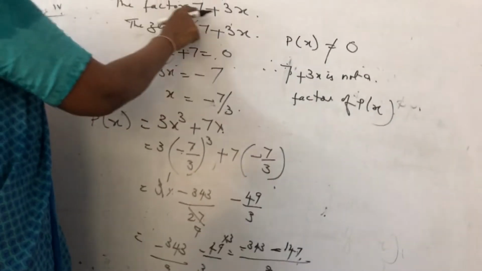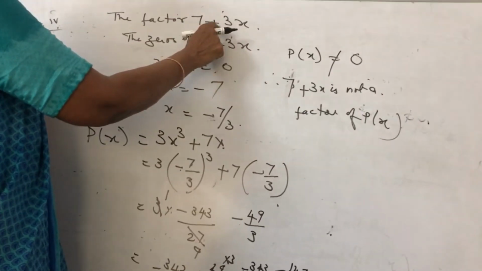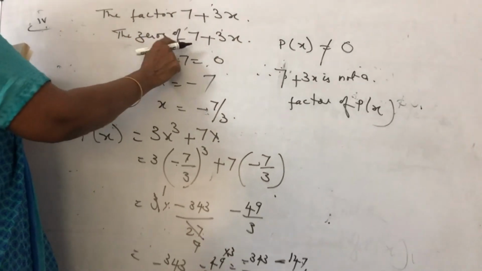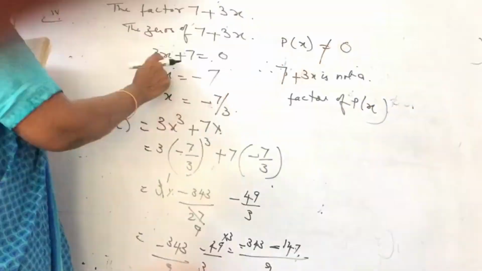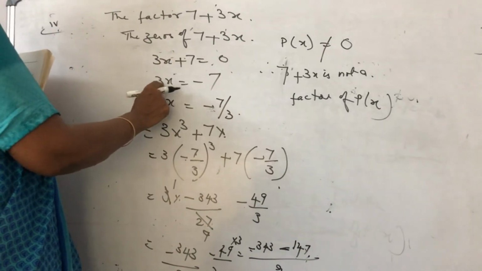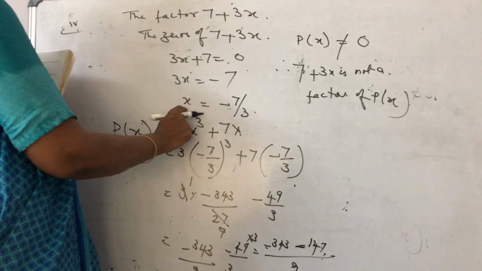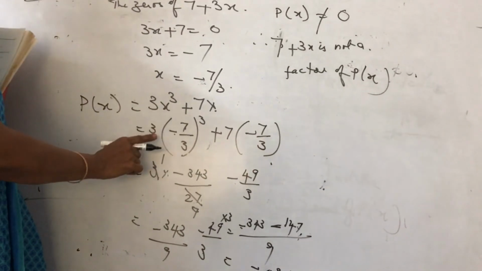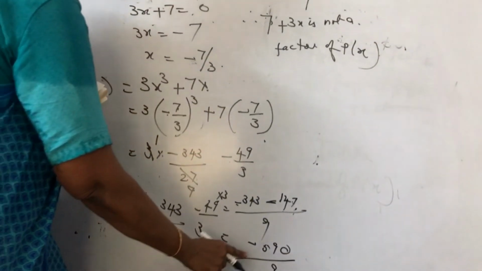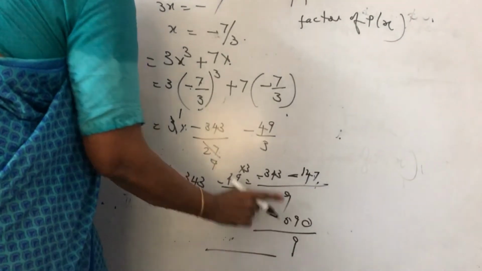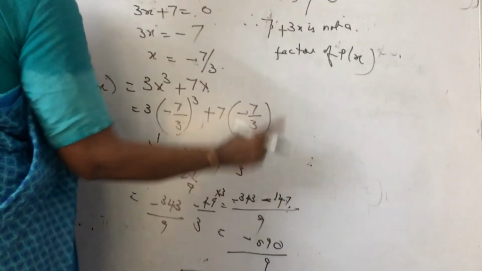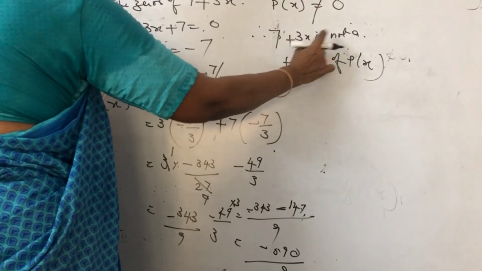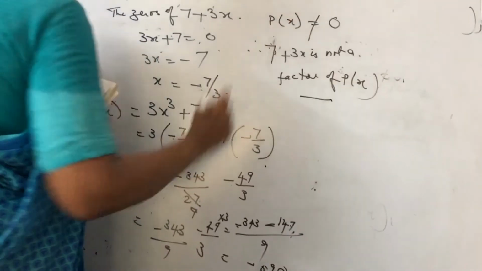What is the factor for the given polynomial? 7 plus 3x, as usual. The zeros of 7 plus 3x. 3x plus 7 equal to 0. 3x is equal to minus 7. x is equal to minus 7 by 3. You have the polynomial, substitute, and what did you get? Minus 590 by 9. The value is not equal to 0. P of x is not equal to 0. 7 plus 3x is not a factor of P of x.